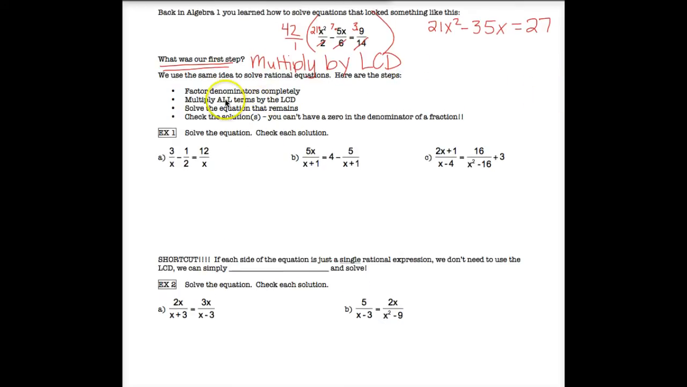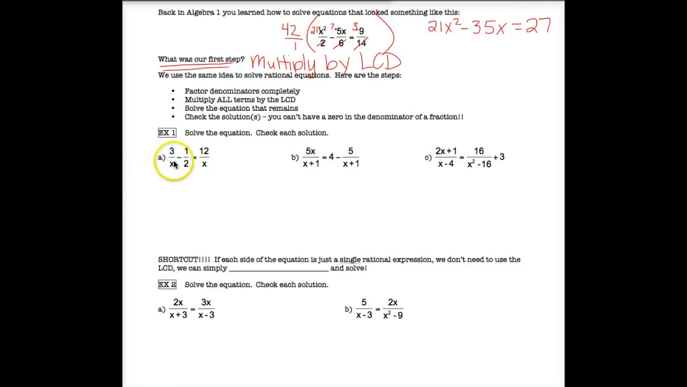So here are our steps. We're going to factor the denominators completely, just like we did every other time we've been finding LCDs. Then we're going to multiply all terms by whatever the LCD is, and then you're just going to solve the equation that remains. Now, like when we had our equations that involved radicals, we're going to have to check the solution because you can't have 0 in the denominator of a fraction. So you have to check for extraneous solutions. If it gives you 0 in the denominator, we have to cross it out.